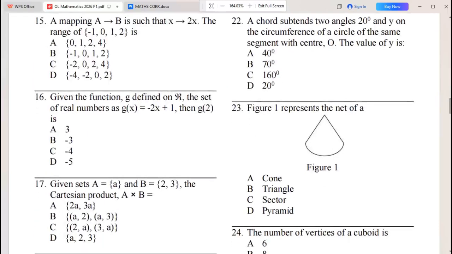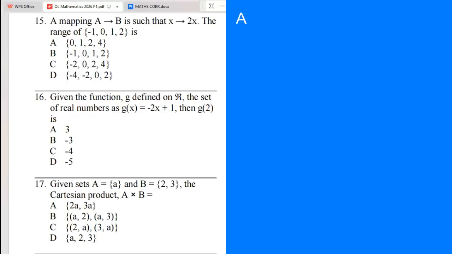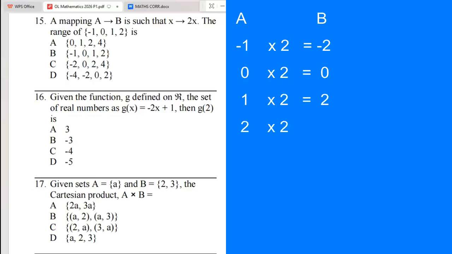Question 15. A mapping A mapped to B is such that X maps to 2X. The range of -1, 0, 1, 2 is. Now this mapping maps X to 2X. That means each element is multiplied by 2 to find the range. So mapping that, we have -1 times 2 is equal to -2, 0 times 2 is equal to 0, 1 times 2 is equal to 2, 2 times 2 is equal to 4. That gives us our answer as C for this question.